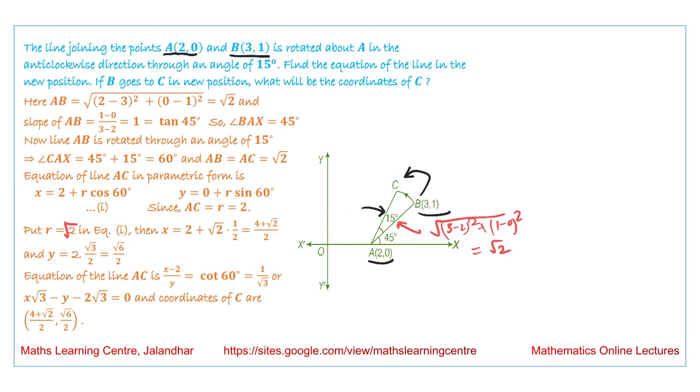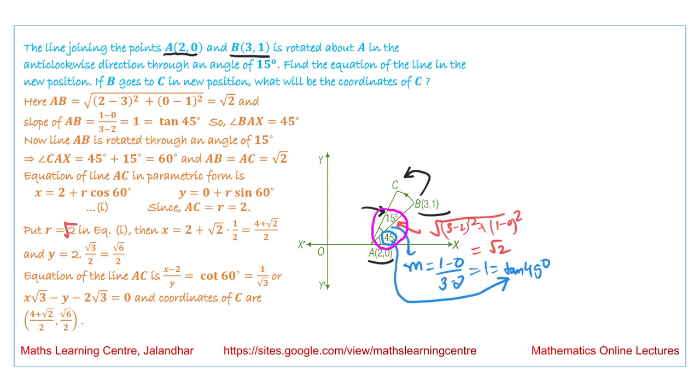And if we calculate the slope of this line AB, the slope is equal to (1 minus 0) over (3 minus 2), that is equal to 1, and we are saying this is equal to tan 45 degrees. So the value of this angle we obtain is 45 degrees. Now this line is rotated by an angle of 15 degrees.